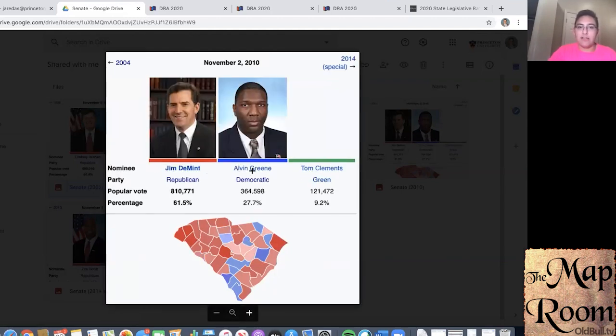2010, this is a favorable year to Republicans, very much so. And Alvin Green, the Democratic nominee, was not a particularly good nominee. He did not galvanize voters, and his policy stances were somewhat questionable. And so, unsurprisingly, Jim DeMint won with over 60% of the vote.